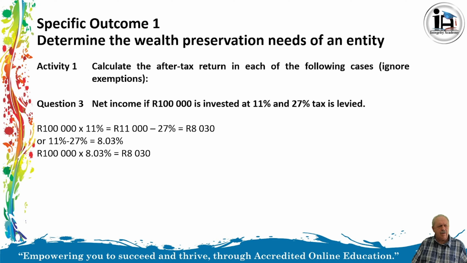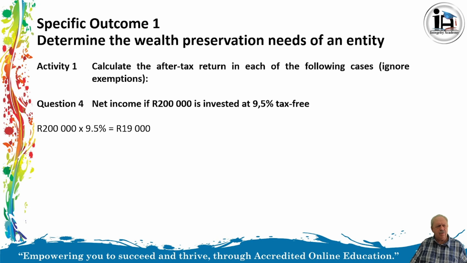You could first calculate what the effective percentage is after tax, which is 8.03, or you can first calculate it with 11% and then just deduct the 27% of that. This is typical sums that we might give you in the summative assessment. That's the exam that you write after the skills program.